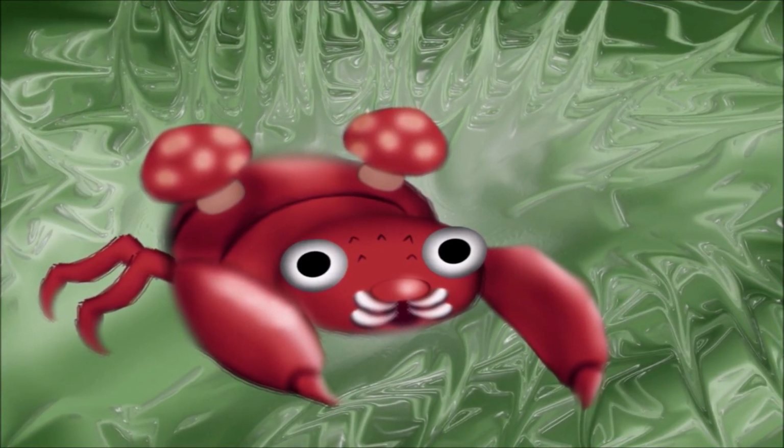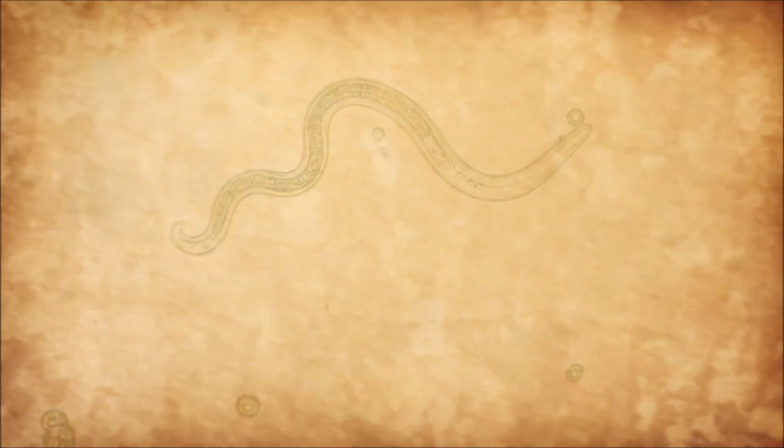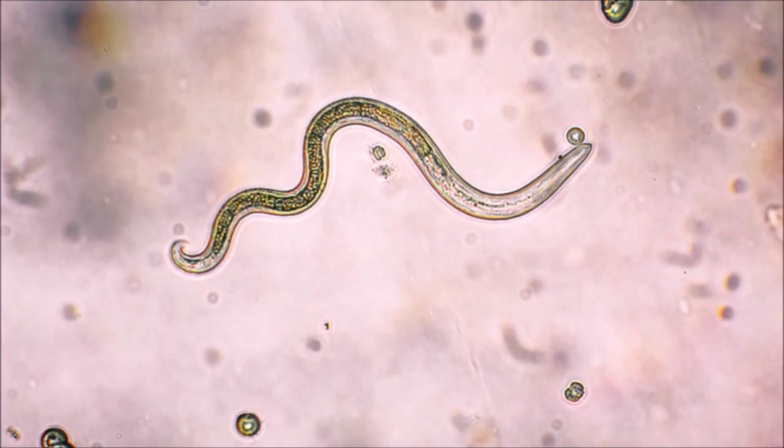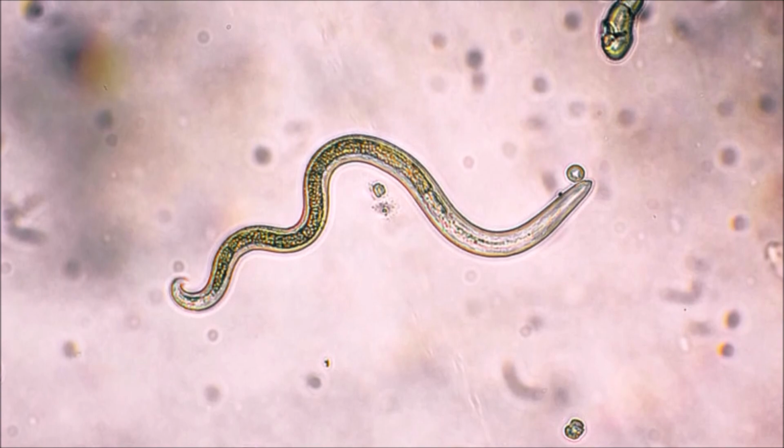Now when it comes to etymology, meaning the name, you might be confused as to where it came from. I mean, a crab with mushrooms that goes by the name of Paras? It's a bit weird, right? Well, allow me to explain where the name really does come from. You see, Paras is a shortening of the word parasite. A parasite is an organism that lives on or in a host organism and gets its food from or at the expense of its host.